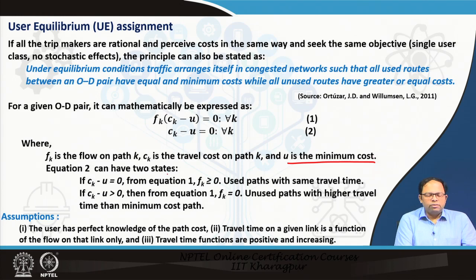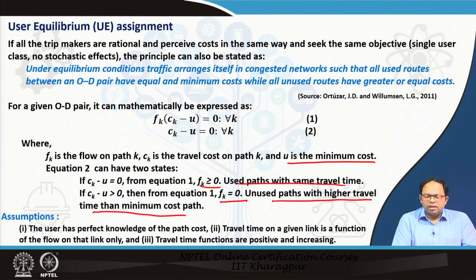So, in equation 2 we can have two states of this Ck minus u. If Ck minus u is equal to 0, that means Fk would be greater than or equal to 0. So, used paths will have the same travel time, whereas if Ck minus u is greater than 0, then from equation 1 Fk is equal to 0, and that means there is no flow, when Ck is actually an unused path with higher travel time than the minimum cost path.